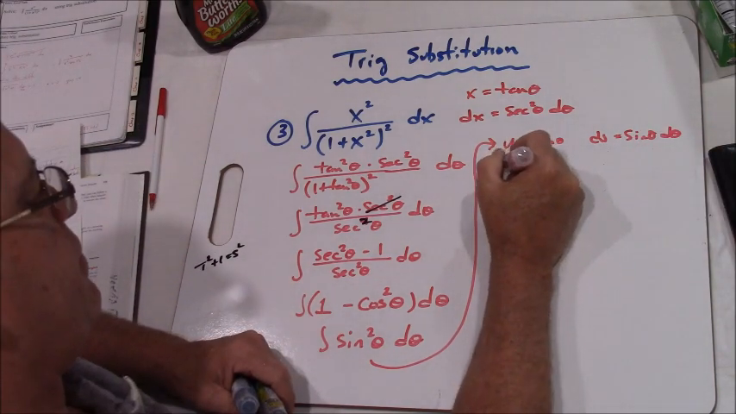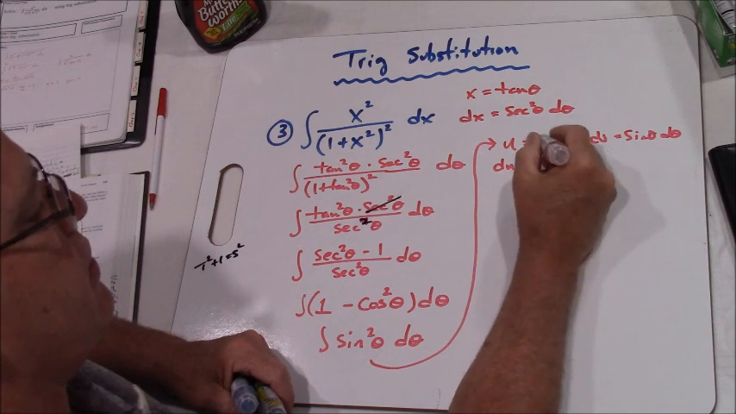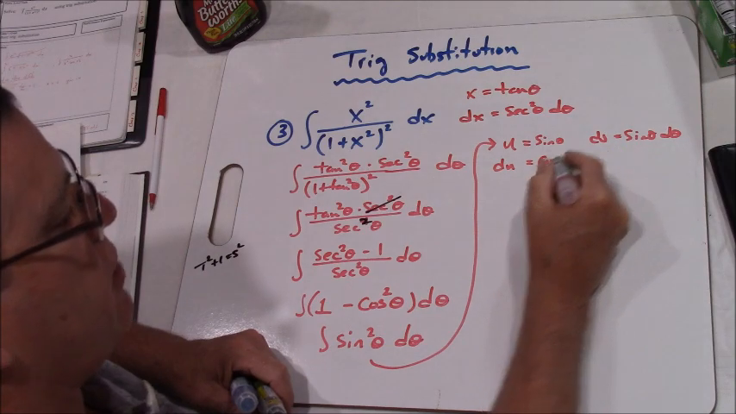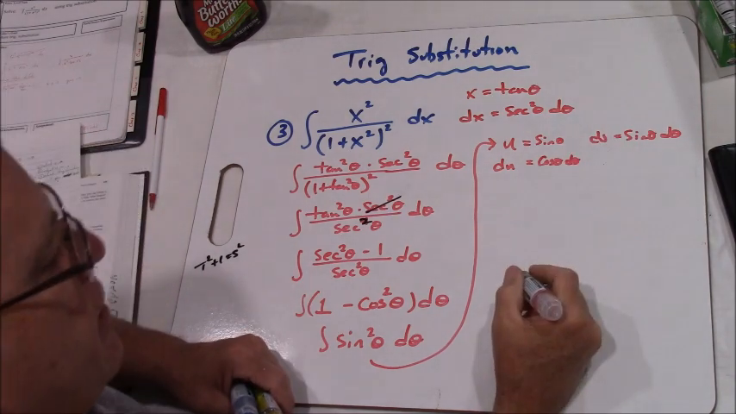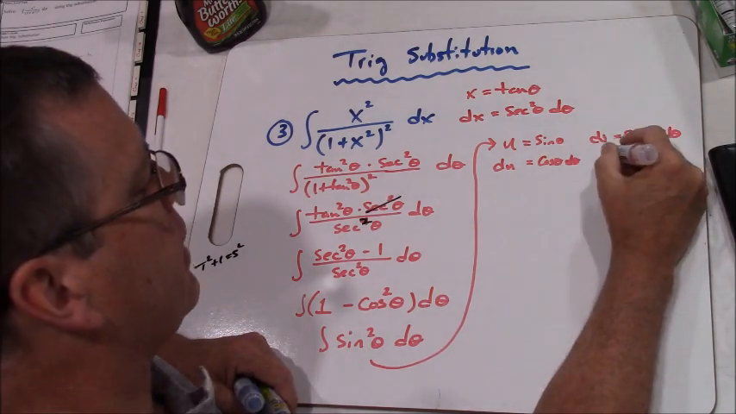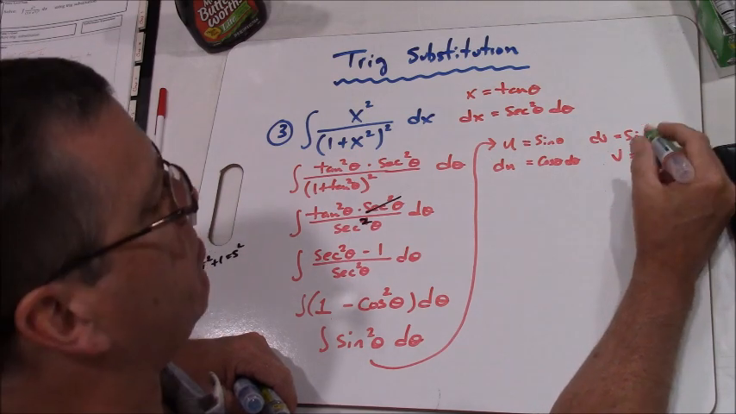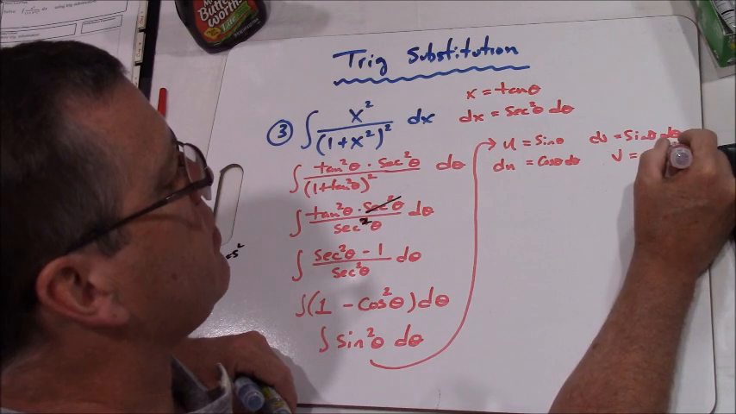So I take the derivative of this and I get a cosine of theta times the derivative of the angle, which is 1, and I just took the derivative of theta. If I integrate both sides here, I get v equals the integral of a sine theta, which would be a negative cosine theta.